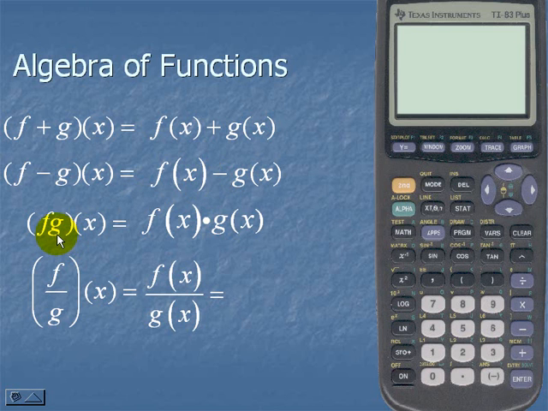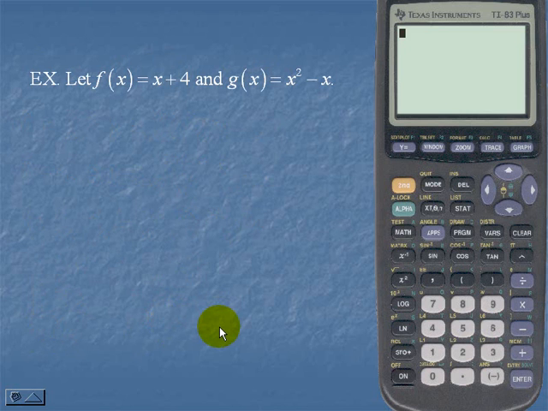The third formula is the product, f times g of x is equal to f of x times g of x. And the last is the quotient, f divided by g of x is equal to f of x divided by g of x. Here's an example. Let f of x equal x plus 4 and g of x equal x squared minus x. We are to find f plus g of 2.